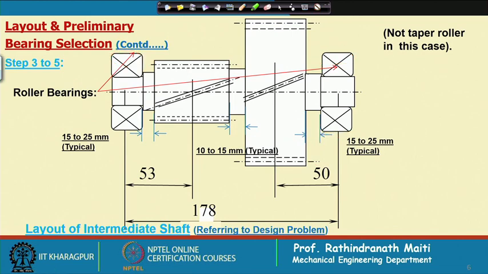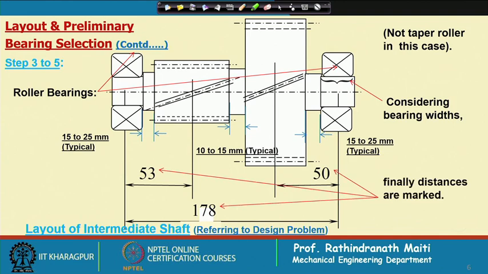We have considered also the width of the bearing; we may consider something between 20 to 25 in the first atom. So, suppose if we take a bearing of 22 millimeter and later we find 25 millimeter, still we can keep the span 178 and this gap will be slightly reduced. If it is more, also the same way we can maintain the dimensions. And bearing widths, as I have already told, then final distances are marked as 53, 50 and 178.